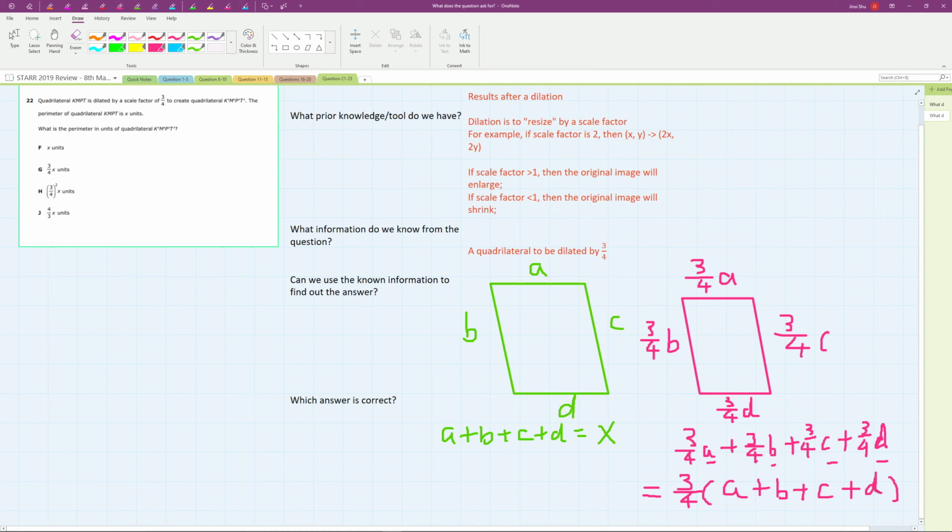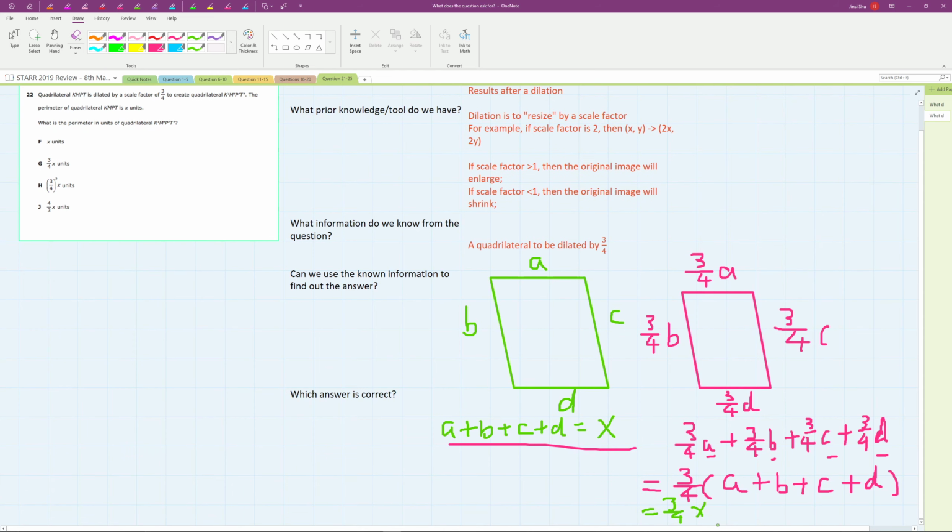Okay, we can rewrite this. Now, A plus B plus C plus D is equal to x. So this part is x. So it's going to be equal to 3 fourths of x, because inside the parentheses, this part is equal to x. So the result is 3 fourths of x.